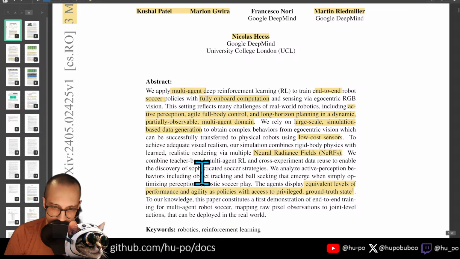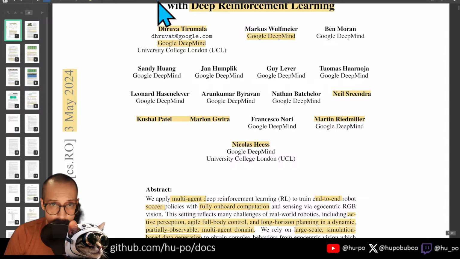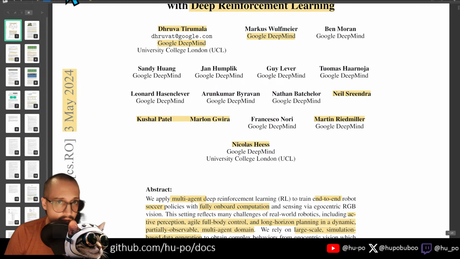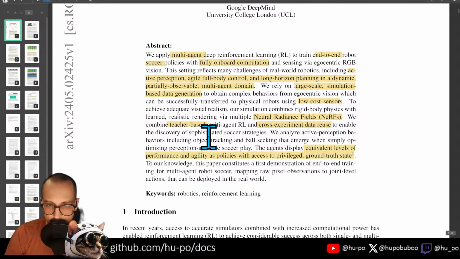We combine teacher-based multi-agent RL. This teacher-based part is going to come down to this distillation idea that we're going to go into once they get to that. Cross-experiment data reuse to enable the discovery of sophisticated soccer strategy. Cross-experiment data reuse refers to one of the techniques they use, which comes from Dhruva Tirumala, who has also done previous work at DeepMind. I don't know if Dhruva's a guy or a girl, and I'm sorry if I got that wrong. One of the previous works was replay across experiments, a natural extension of off-policy RL. This is the earlier work, which we'll get into, but that's where this part comes from, cross-experiment data reuse.